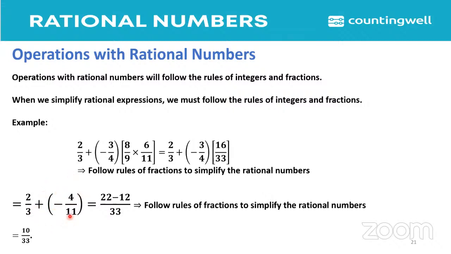So we will first find the LCM of the denominators, which is 33. Then we have in the numerator 22 minus 12. This is by following the rules of fractions. That is what we have done here. The fractions have different denominators. So we have found the LCM and then we have done the operation. So the resulting answer is 10 by 33.